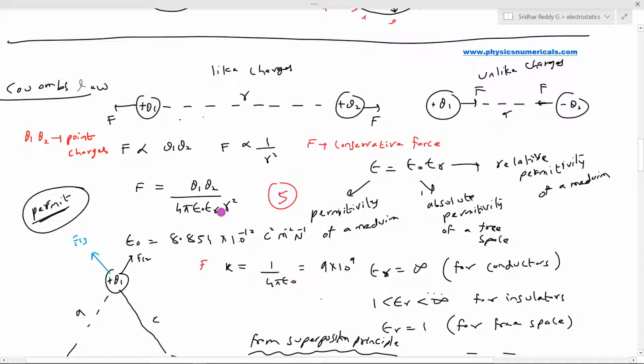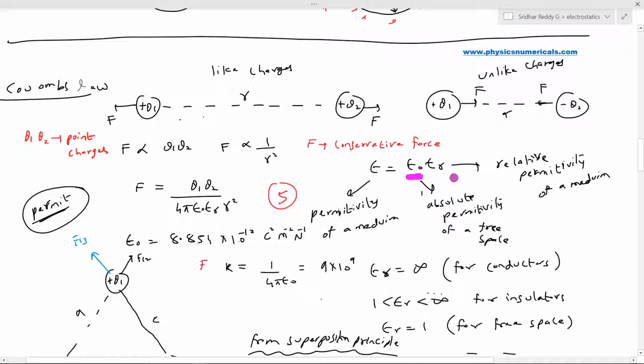Like this, the role of the medium, how it will influence the interaction force, is what was expressed by Coulomb in this particular formula. So what is this 4 pi epsilon? It gives us the role played by the medium in the interaction force between the charges. Now I should measure the permittivity of a medium. What reference am I taking? I'm taking the reference as the absolute permittivity of free space.